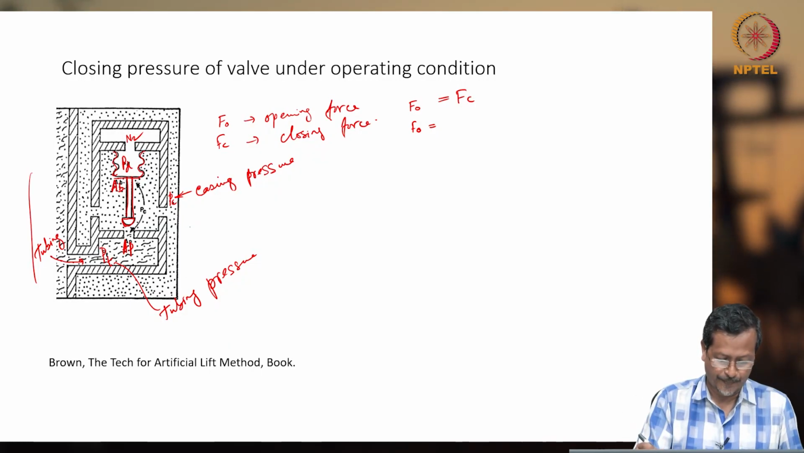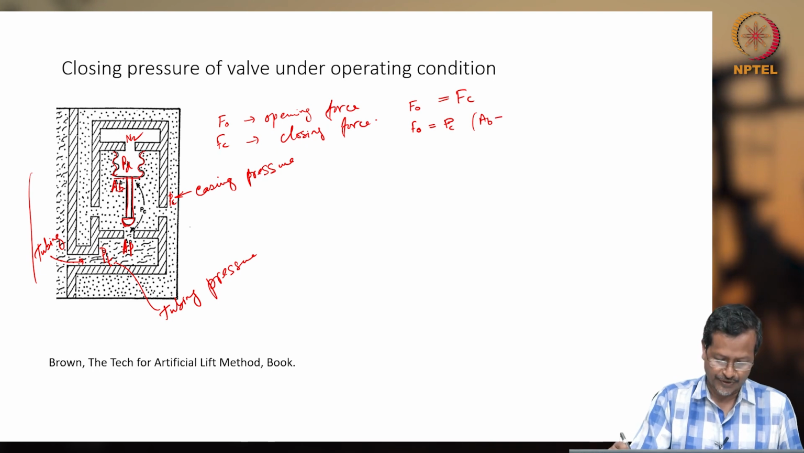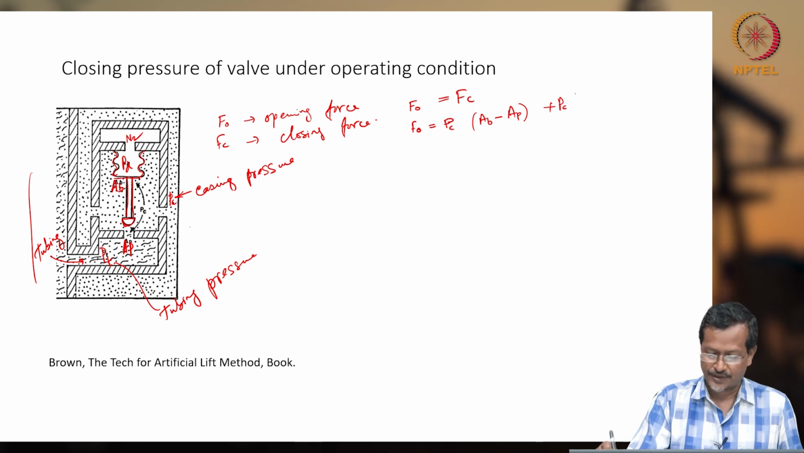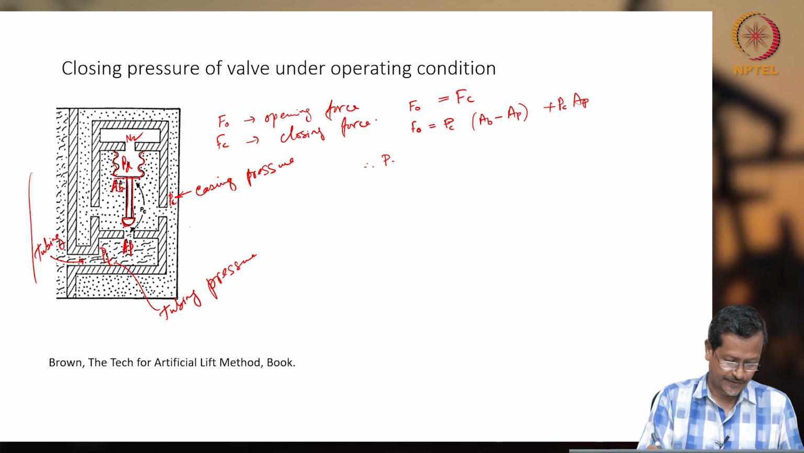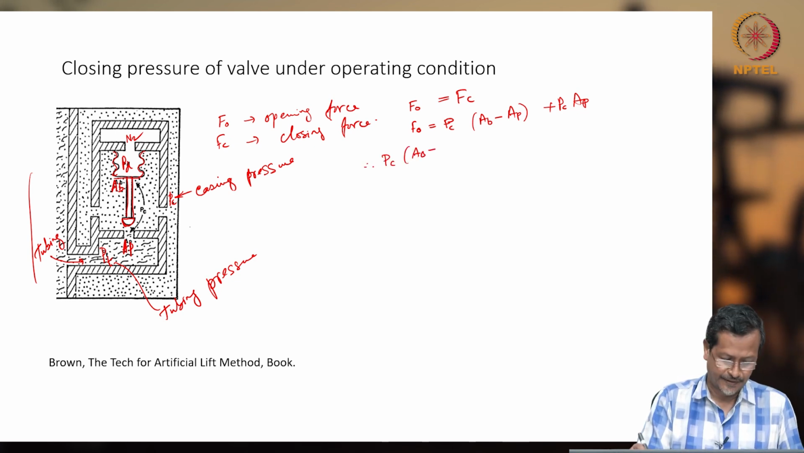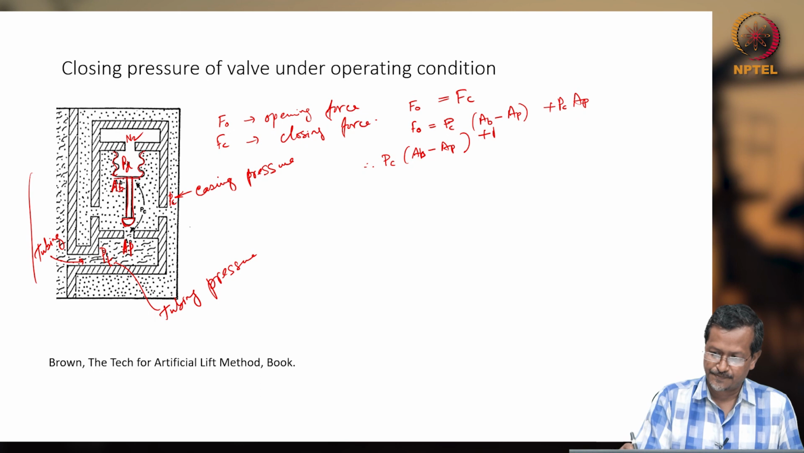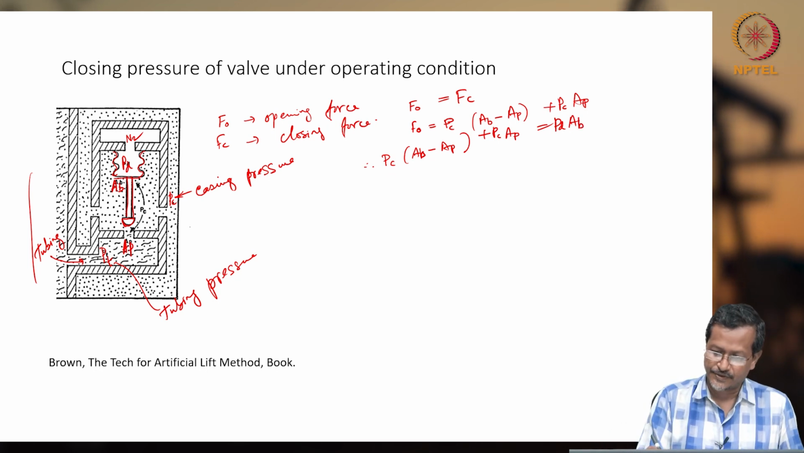The force trying to hold the valve open, Fo, equals PC (casing pressure) times (AB minus AP), where AP is the port area, plus PC times AP. Therefore PC times (AB minus AP) plus PC times AP equals PD times AB. Here PVC equals PC.